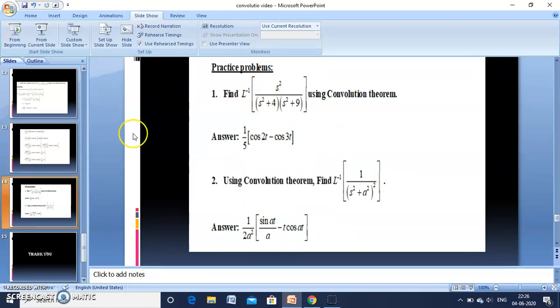So all three problems are very important, with different types. Practice problems using those concepts. You can try the first problem, L inverse of s square by s square plus 4 into s square plus 9, using the convolution theorem, and the answer was given. And using the convolution theorem, L inverse of 1 by s square plus a square, whole square.